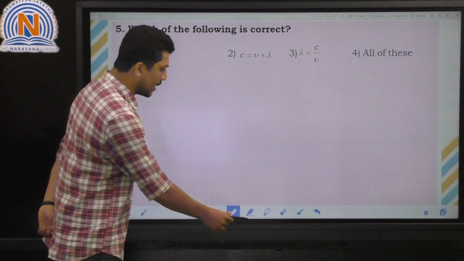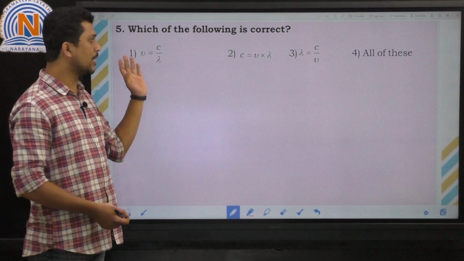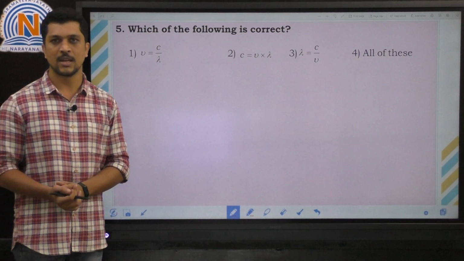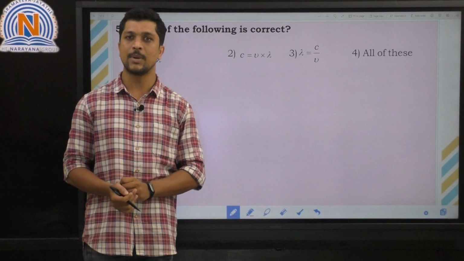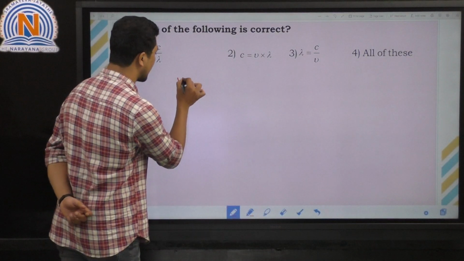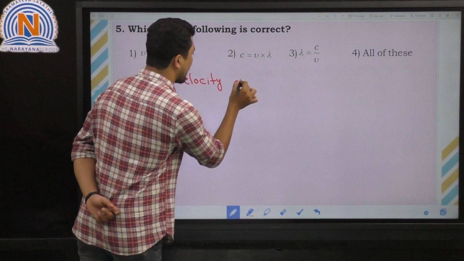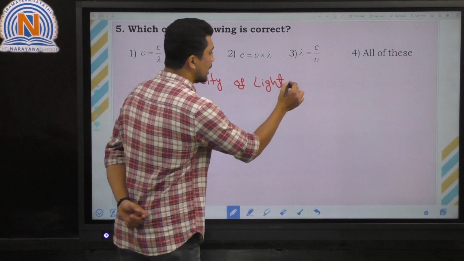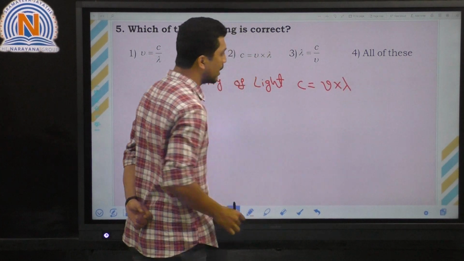So which of the following is correct? They have given 4 options. The first option is nu equals c by lambda. The second option is c equals nu into lambda. And the third option is lambda equals c by nu. So according to the velocity of light, c equals nu into lambda.